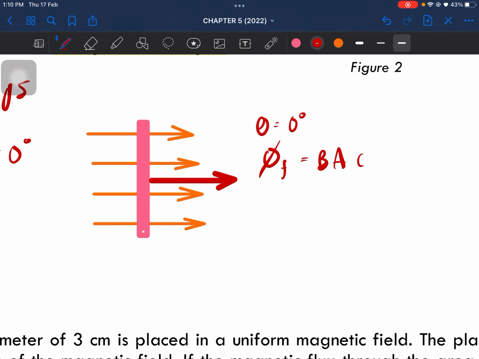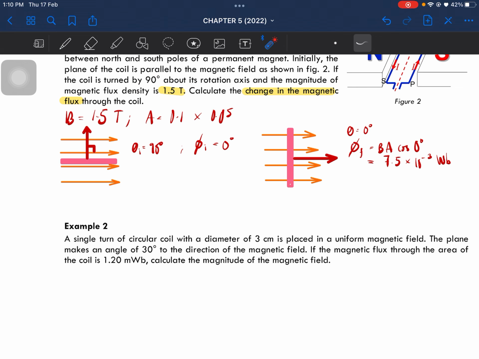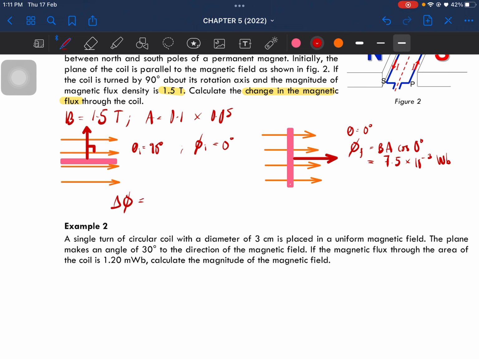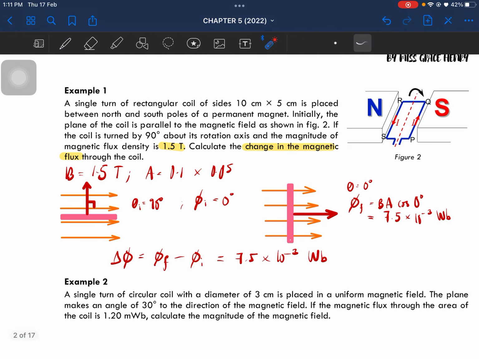So this is going to be BA cos 0 degrees, hence it would give us a value of 7.5 times 10 negative 3 Weber. Okay, so after we've obtained the initial and final magnetic flux, we can then calculate the change in magnetic flux by just subtracting those two. So this is final minus initial, which gives us 7.5 times 10 negative 3 Weber as well. Alright, so that is our example number 1.